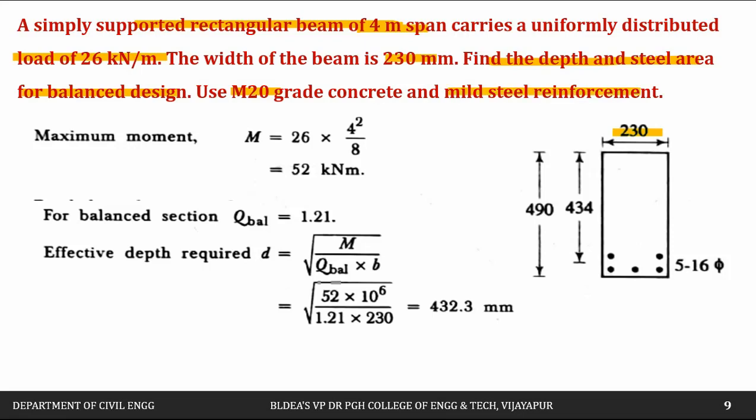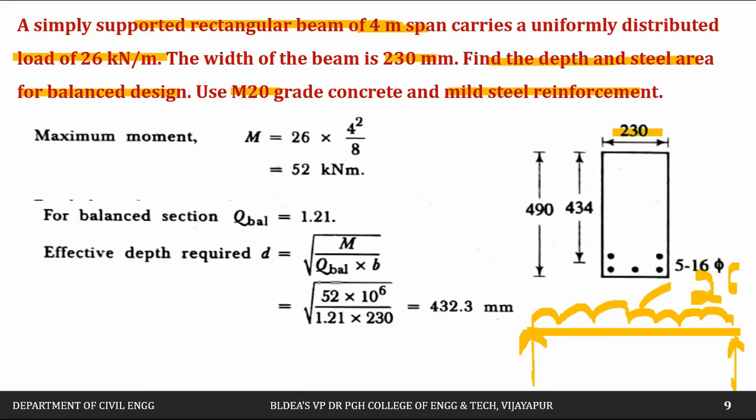In the previous examples, the moment was given to us, and based on that we calculated. But here in this case they have given one simply supported beam. So this is one beam we have, a simply supported beam. Above this they have given a UDL. How much is the UDL? 26 kilonewton per meter. Now based on this UDL you have to calculate the maximum moment.